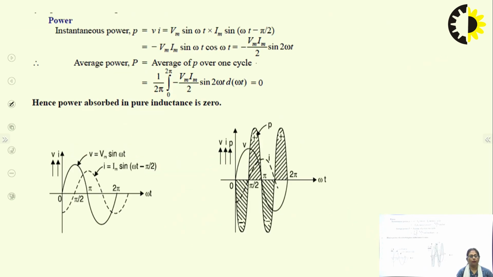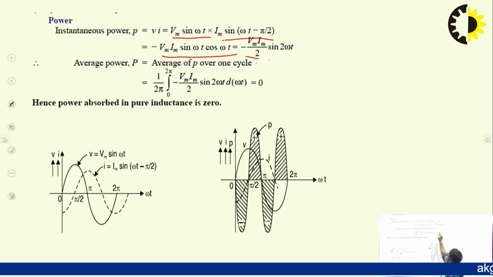Now, once again the power. What will be the average power consumed by a purely inductive circuit? Once again, going with the instantaneous power, given by V into I. Instantaneous voltage is Vm sin omega t. Instantaneous current is Im sin(omega t minus pi by 2). So that makes it minus Vm Im sin omega t cos omega t. Substituting 2 sin A cos A gives sin 2A, that 2 will come over here, so I'll have minus Vm Im by 2 sin 2 omega t.